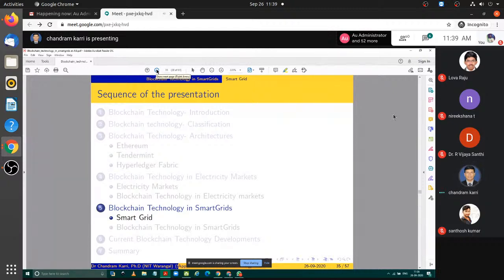But if blockchain technology is adopted, then the structure of the electricity market can be changed. I hope currently several utilities, several privately owned companies, as well as some startups are actively working on how to develop blockchain technology for electricity markets. So with this, this part will be done. And now, how is this blockchain technology used in smart grids?